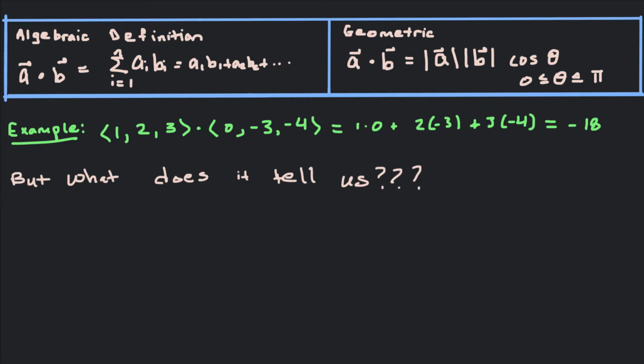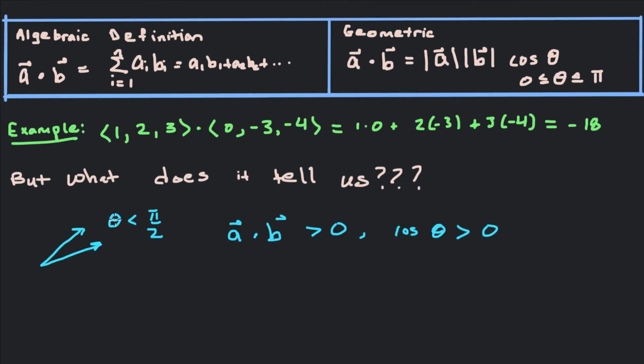Now, what does it tell us? It doesn't tell us anything. It just gives us a number. What does it tell us? Well, from the geometric interpretation, we can see that it has something to do with the angle between the two vectors. So theta here is the angle between the two vectors.